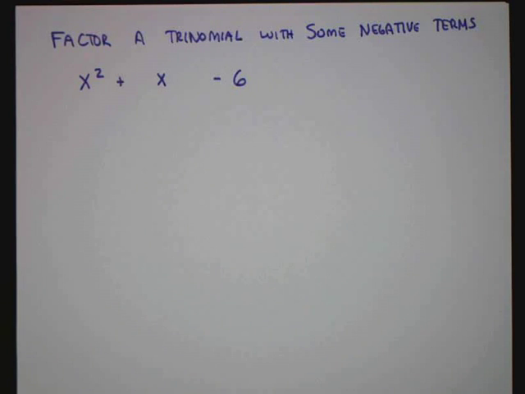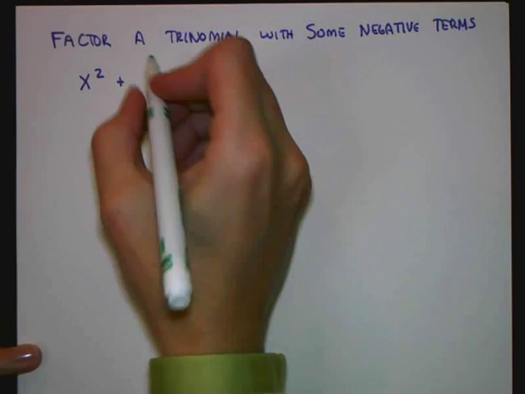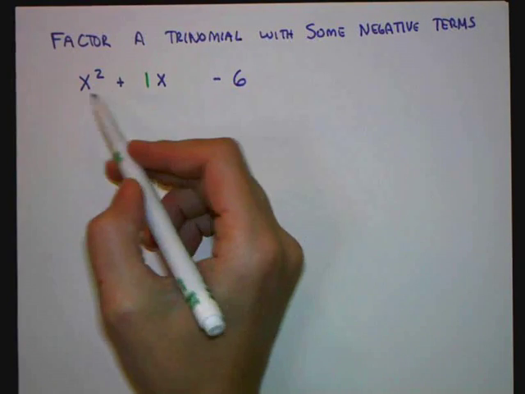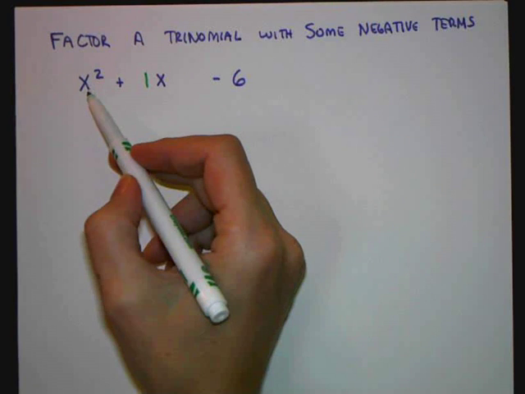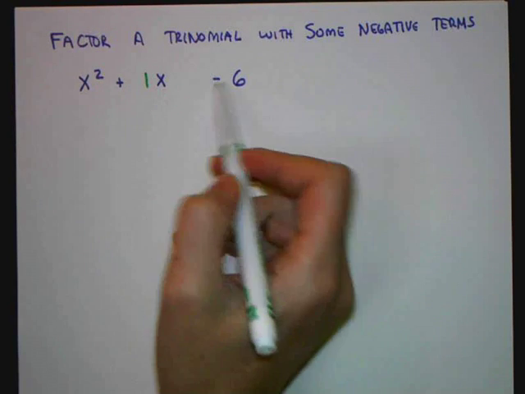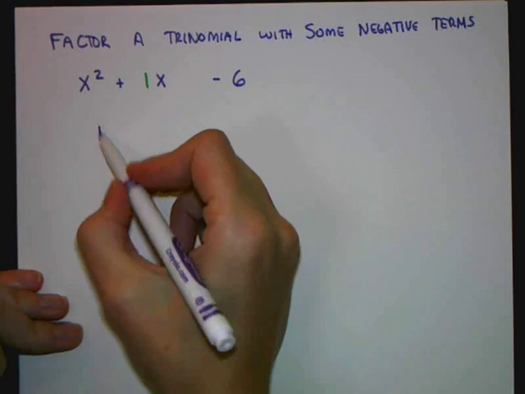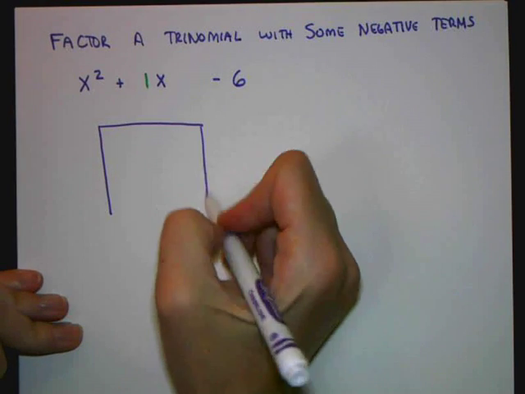Next, we're going to practice factoring a trinomial that has some negative terms. So here's a trinomial, x squared plus x minus 6. In this case, I think it might be helpful if we write in the missing coefficient on this middle term. So we remind ourselves that this polynomial is also written as x squared plus 1x minus 6. Now, let's make our area model and start filling in factors.